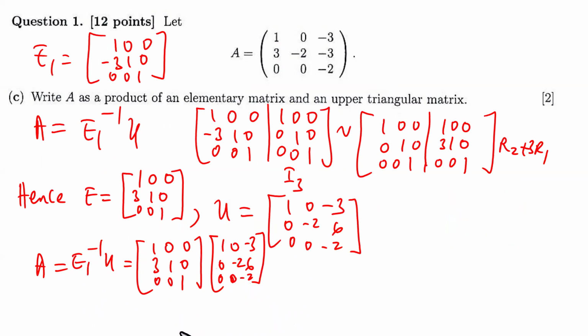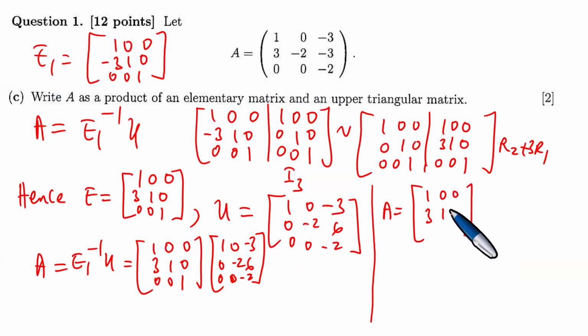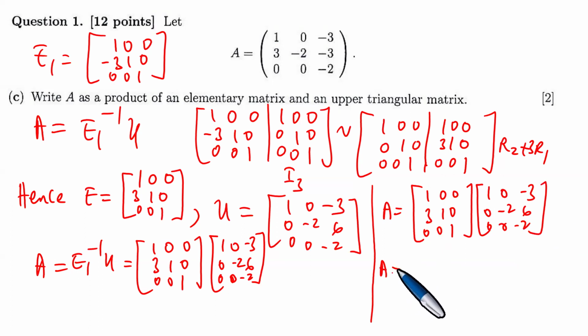Okay, so this becomes A. A is this product. We need to check if this is true, of course. Is this correct? In other words, if you multiply these two matrices, do we actually get A? If we claim that A is [1, 0, 0; 3, 1, 0; 0, 0, 1] multiplied by [1, 0, -3; 0, -2, 6; 0, 0, -2], like so. And now we do row by column multiplication.